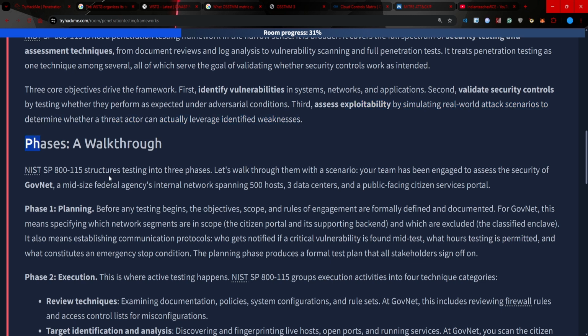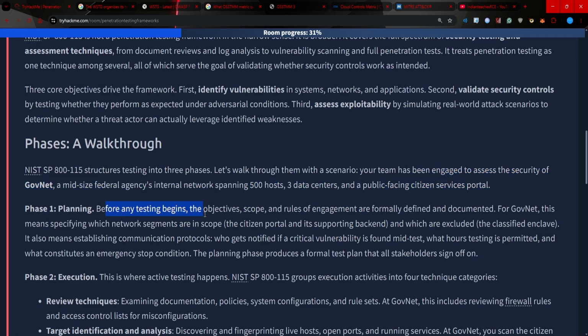Phases. NIST structures testing into 3 phases. Let's walk through them with a scenario. Your team has been engaged to assess the security of GOVNet, a mid-sized federal agency's internal network spanning 500 hosts, 3 data centers, and a public-facing citizen service portal.